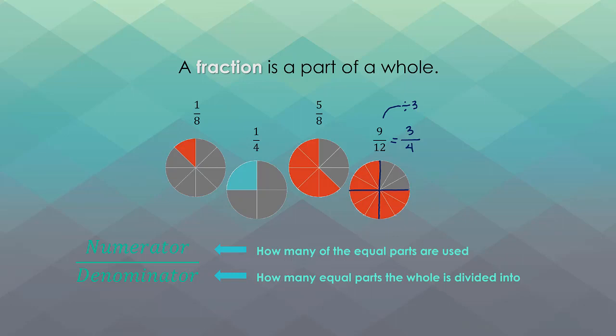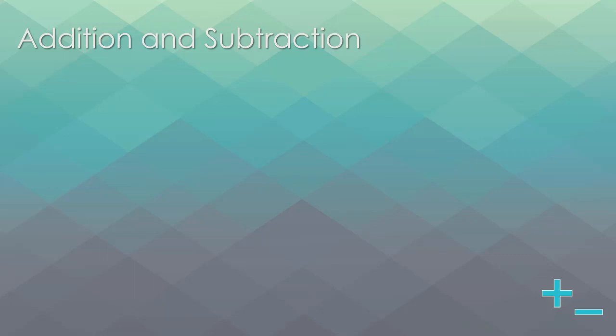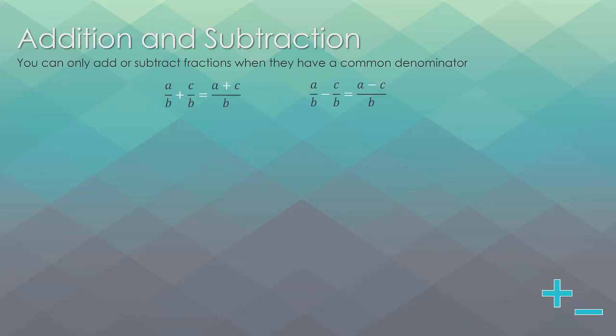Now let's start with the first operation, addition and subtraction. You can only add or subtract fractions when they have a common denominator. Let's apply this to these examples. If we see the first and the second examples, they both have common denominators. That means that we can add them directly. 1/12 plus 7/12 is 8/12. And 13/5 minus 3/5 is 10/5.